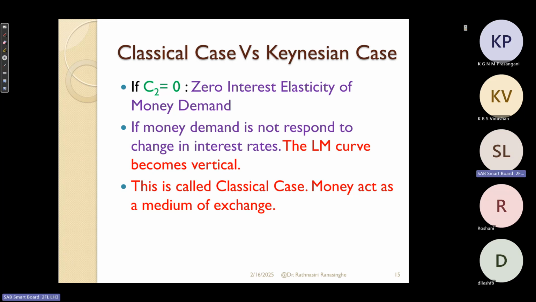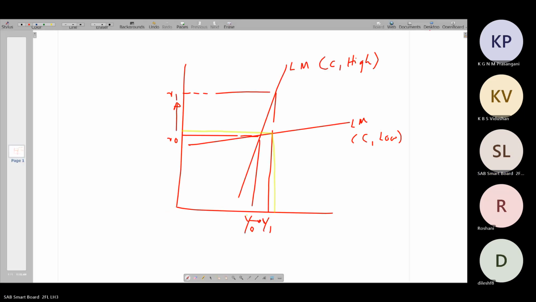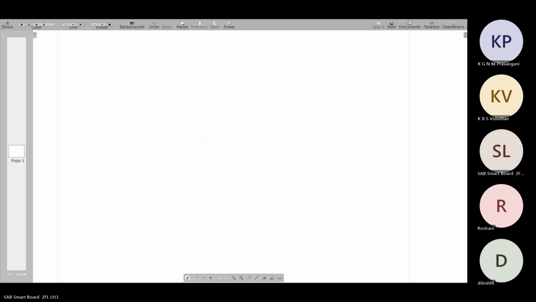Money is not important, but it only acts as a medium of exchange. If C2 is 0, that is true. So they also believe C2 is 0. They ignore the interest rate. Money demand depends on the transaction motive. So that is the classical case.